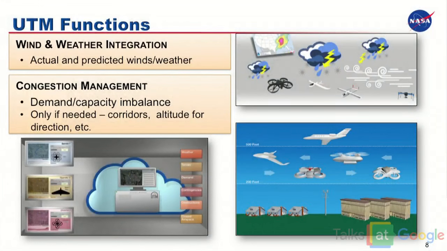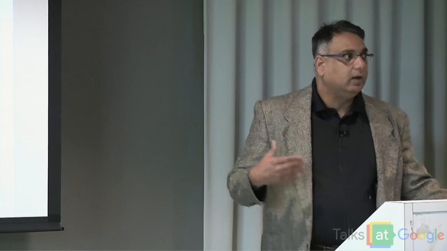The second function of UTM service would be wind and weather integration. The idea here is that the current vehicles that operate in that airspace are largely helicopters and gliders. They have a different susceptibility to winds than the 55-pound vehicle that is going to operate here. So we really need a much finer grid and more accurate forecast of the wind so that we can make that information available to all the users to say which airspace is safe to fly and which is not.